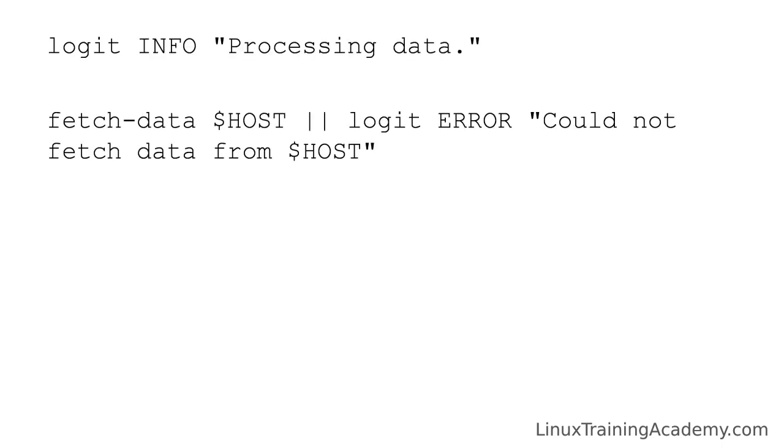Here are some examples of calling this function. The first time it's called, the info log level is used and the message is "processing data". If the command fetch-data host fails, then the logit function is called with an error log level and a message that states "could not fetch data from host". The fetch-data command in this example is made up. It could be another shell script, for example. But in any case, this gives you an idea of how you can use a custom written logging function.